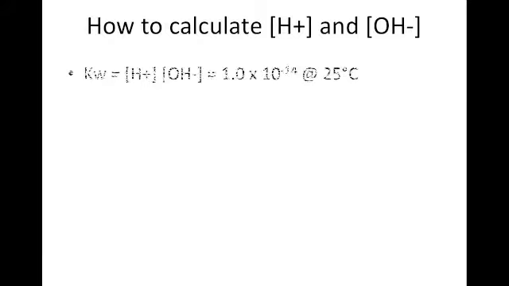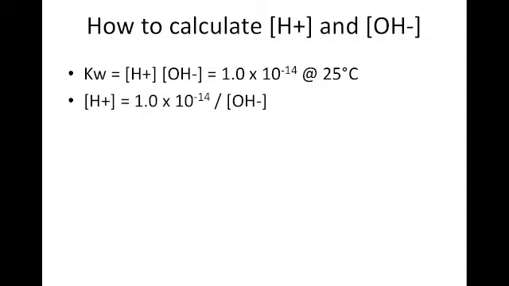So how to calculate the concentration of H plus and OH minus ions? Well, we know that the constant 1 times 10 to the negative 14 tells us that 1 out of 10 to the 14 molecules is going to be an H plus and an OH minus ion. So in order to find the concentration of H plus, we take 1 times 10 to the negative 14 divided by the concentration of OH minus. Same is true with the OH minus. We're just going to divide 1 times 10 to the negative 14 by the concentration of H plus to get the concentration of OH minus.